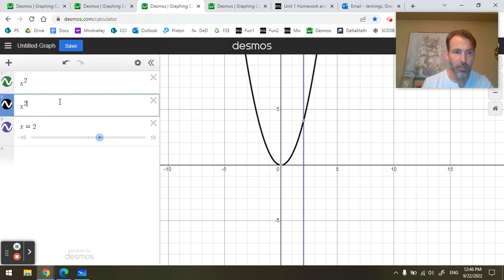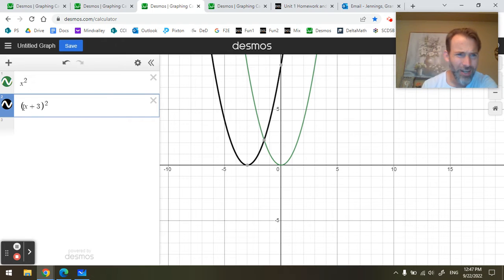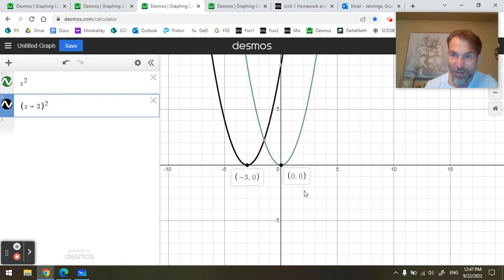But what if we looked at horizontal translations? Well, we need some brackets for that. So let's put this one into brackets. And then let's start by adding on 3. I'm going to turn that off. Now, when I added to the input, when I added directly to the x, I'm noticing that this point 0, 0 now moved over here to the point negative 3, 0. It slid in the negative direction. Isn't that weird? Because this is positive.